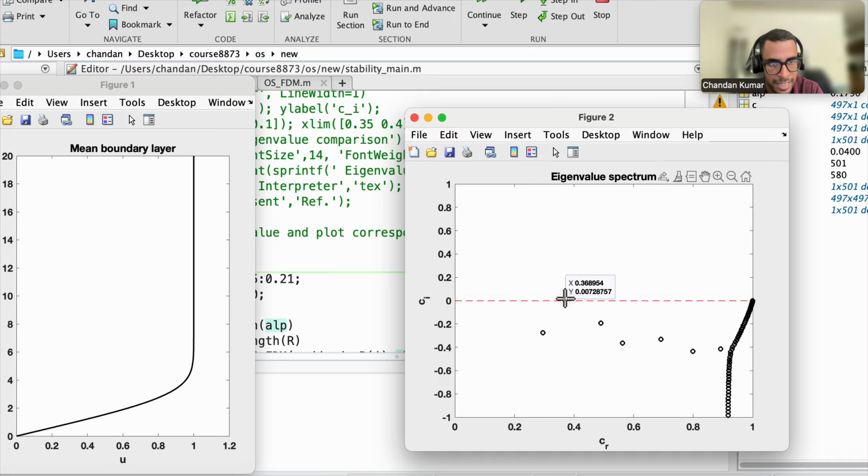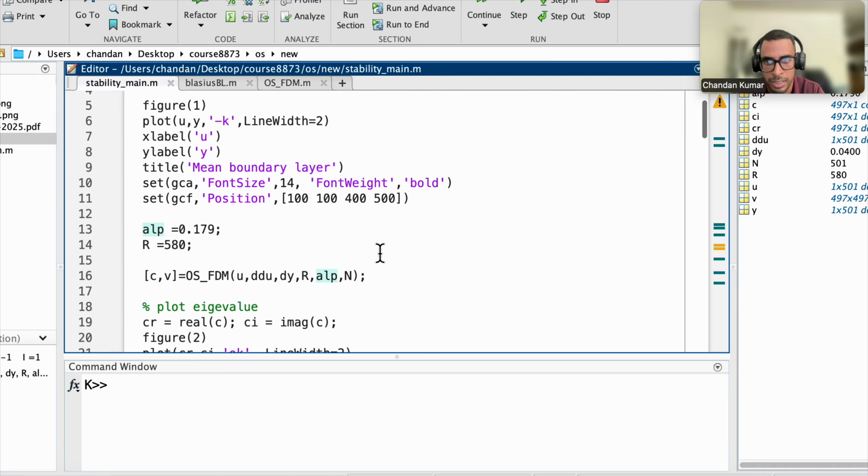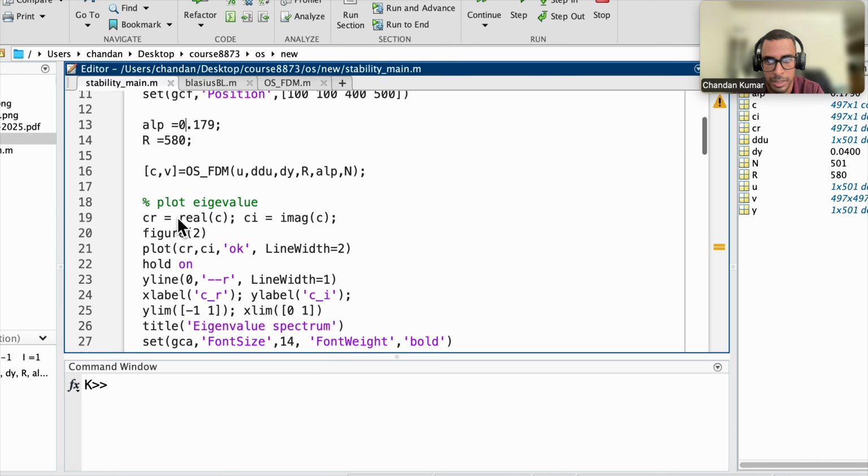We can see that it has a positive imaginary part, which is the y. You are seeing here y as positive, but for most of these the y is negative. So we have one unstable eigenvalue, and this is the eigenvalue documented in the literature as the Tollmien-Schlichting wave. Now this unstable eigenvalue that we got is for this particular alpha and this particular Reynolds number.